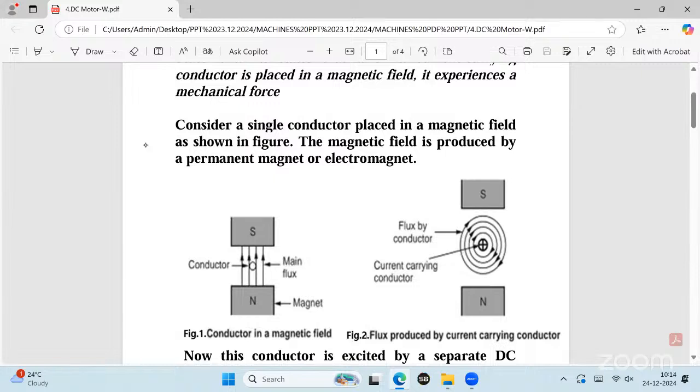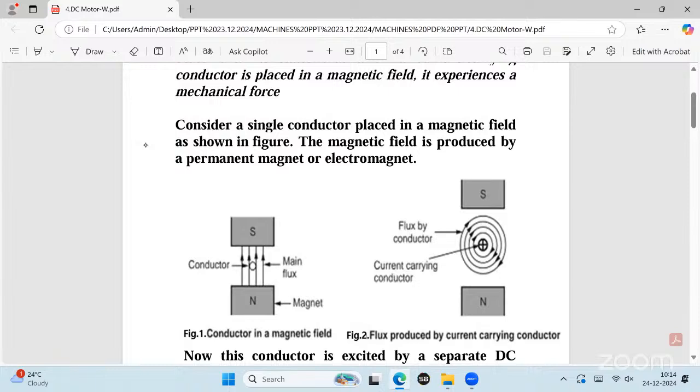Take a steel bar, wound a copper wire, and give a supply to the copper wire with the help of a battery. Current flows through the copper wire, and after a few seconds the steel bar becomes a magnet. This is called an electromagnet. So I'm taking the electromagnet for the DC motor.